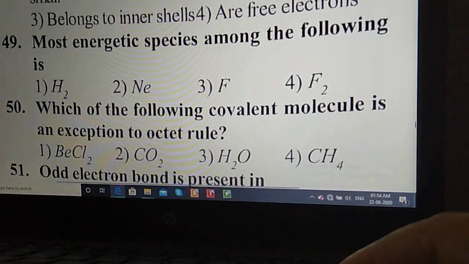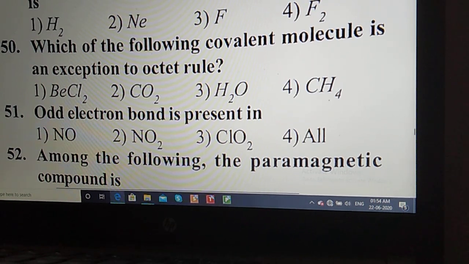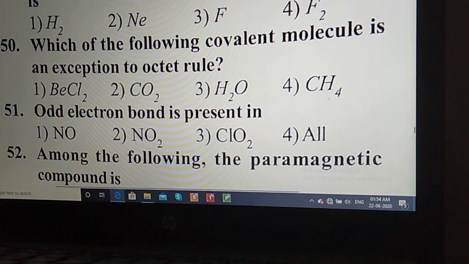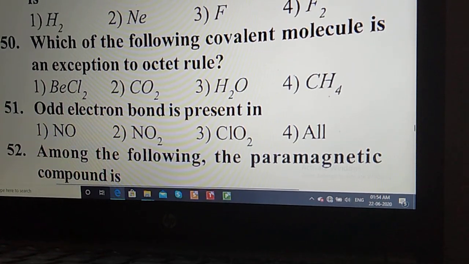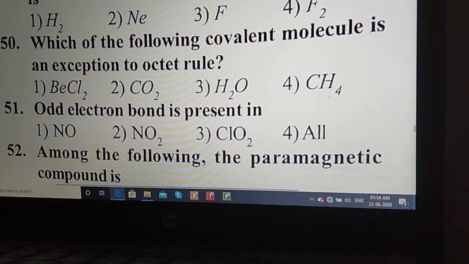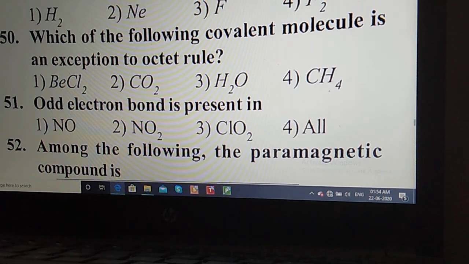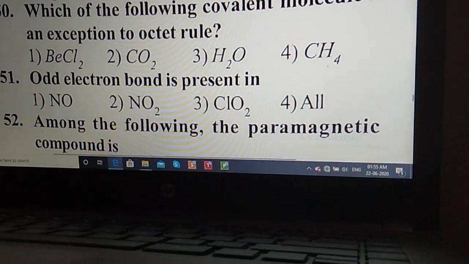Now let us move to question number 50, student. The question is: which of the following covalent molecules is an exception to the octet rule? If you are checking question number 50, the first option is BeCl2, second CO2, third H2O, and fourth CH4. So now check with the options.